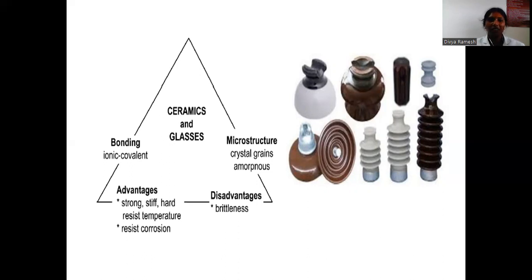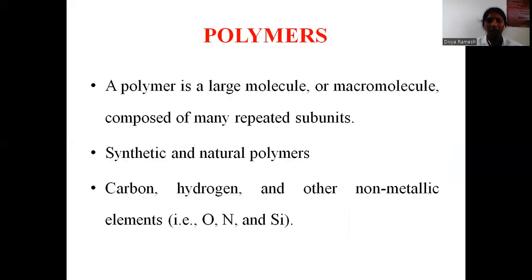The ceramics have ionic and covalent bonding, with a microstructure of crystal grains, and glasses possess amorphous forms. The advantages of ceramics and glasses are that they are strong and stiff. Along with being strong and stiff, they have good properties such as temperature resistance and corrosion resistance. But these advantages are overcome by the disadvantage that they are easily breakable.